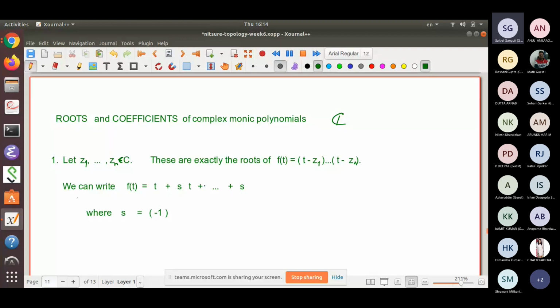Now you multiply it out. What do you get? You get f(t) is equal to t to the power n plus s1 t to the power n minus 1, and so on, plus sn, where sr is (minus 1) to the power r times the sum of z_{i1} times z_{i2} times and so on times z_{ir}, for i1 less than i2 less than ir. Take the sum over all such products. That is sr. These are called the elementary symmetric polynomials.